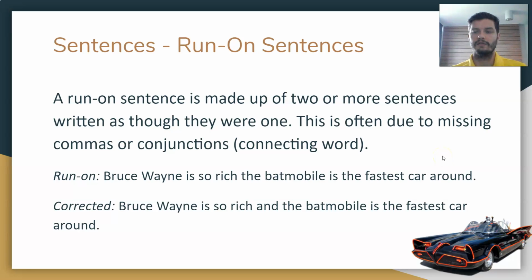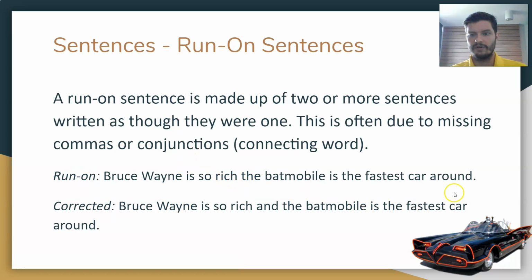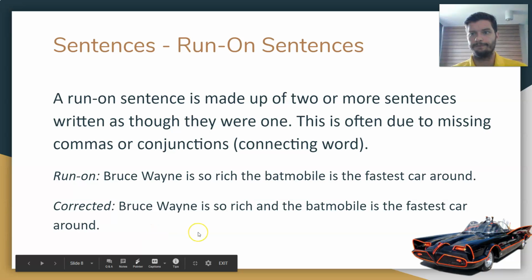Okay, so that's written as if it were one sentence, but actually there are two sentences there. Bruce Wayne is so rich, that could be one sentence by itself. The Batmobile is the fastest car around, that could also be a sentence in and of itself. So let's change it by adding a conjunction, a connecting word. Bruce Wayne is so rich and the Batmobile is the fastest car around.